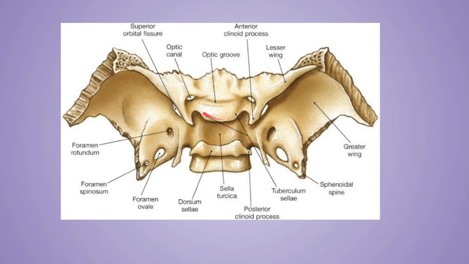This is the tuberculum sellae. This is the dorsum sellae. These are the posterior clinoid processes and the anterior clinoid processes. This is the optic groove. Now the main thing here, this is the spine of the sphenoid. Above this spine we have the foramen spinosum, above that the foramen ovale, and over here the foramen rotundum. It is just a short review of the sphenoidal bone. This is the greater wing of the sphenoid, and this is the lesser wing.